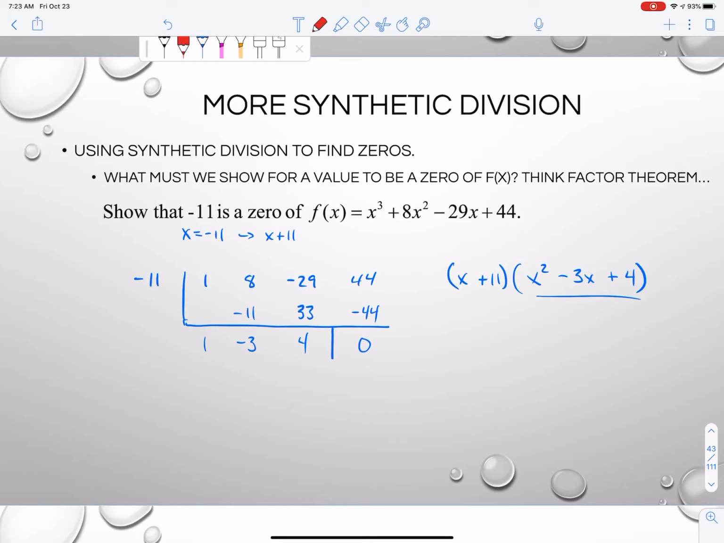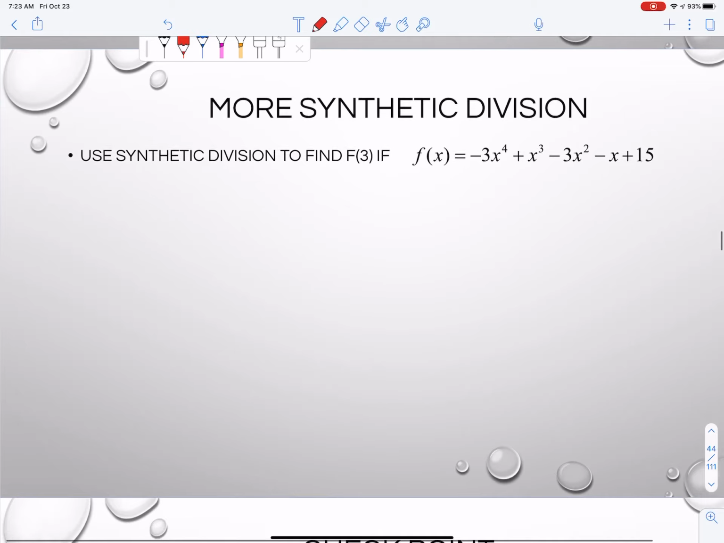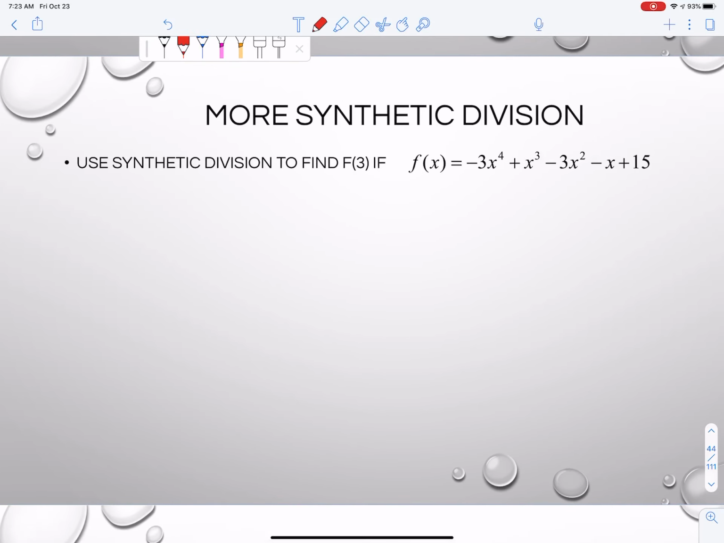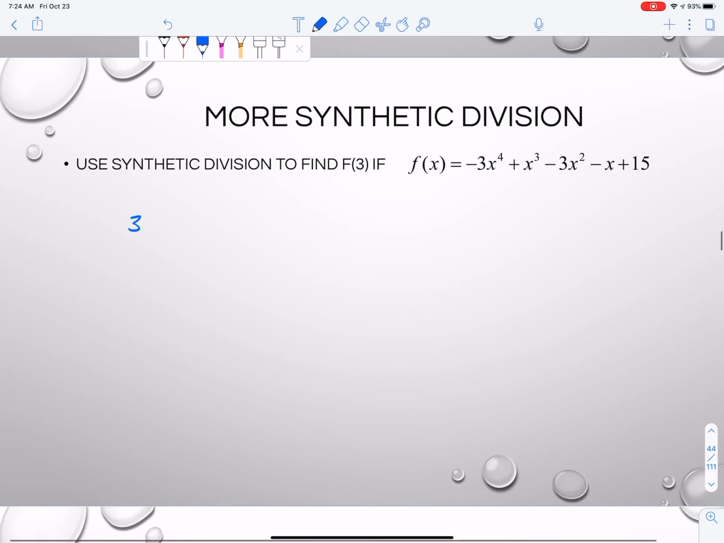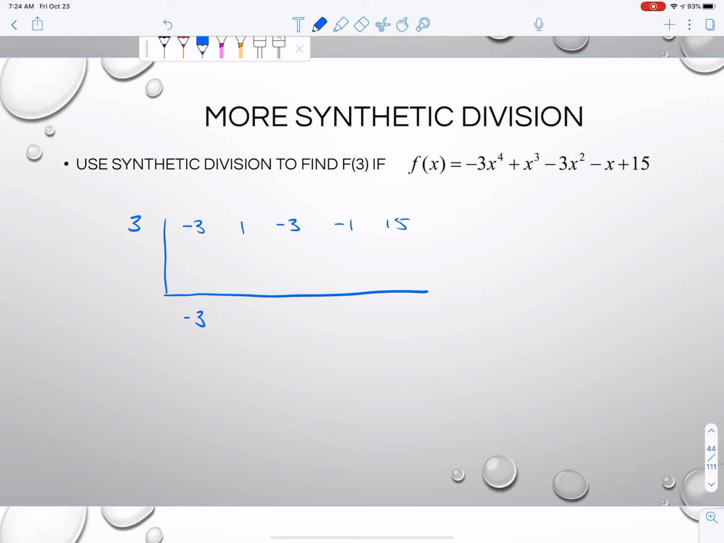Okay. So, one last example: f of 3, I want to evaluate using the remainder theorem. So I'm going to divide by 3. Dividing this polynomial, all terms are there, so I get negative 3, 1, negative 3, negative 1, and 15. I'm going to drop down that first term, so negative 3. Negative 3 times 3 is negative 9. I add, I get negative 8.